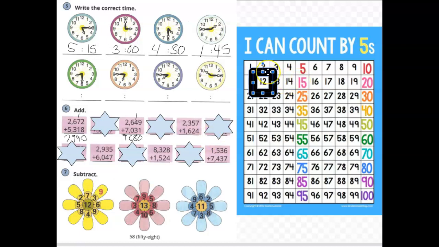So I'm at 12. I'm going to take away 7. 1, 2, 3, 4, 5, 6, 7. Okay, so I'm at 5. And then I'm going to write that 5 on the end of the petal. Now when I do the next one, I'm going back to 12, back to the middle number. And then I'm going to take away what's on this petal. So this is a 2. So 12, take away 2. 1, 2, 10. So I'm going to write 10 right here.